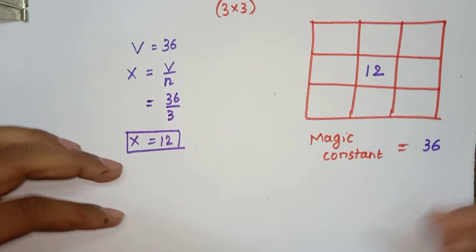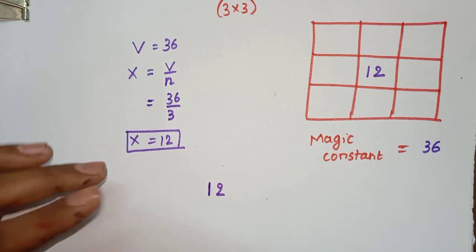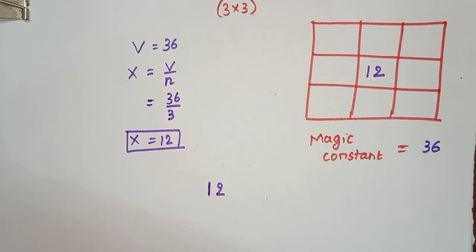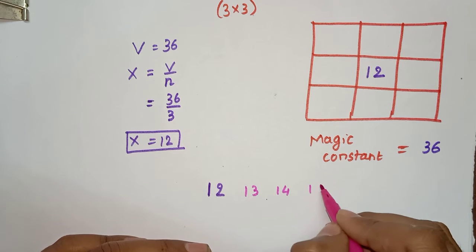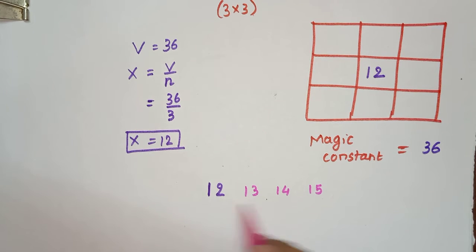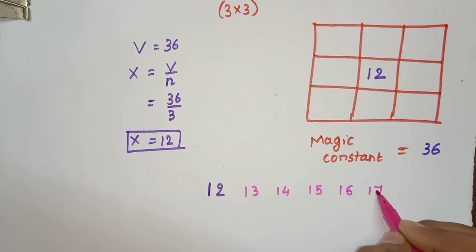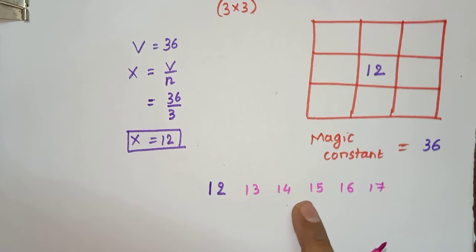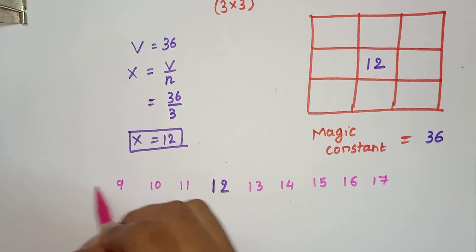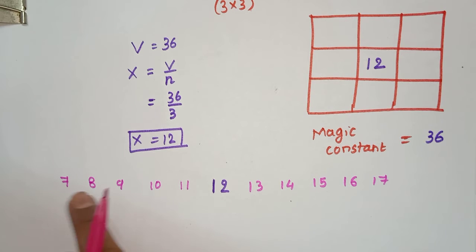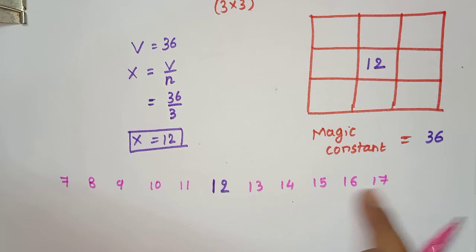We have to take 12 as the median. Now you know mean, median and mode. What you have to do is write the numbers after 12 and before 12 in this series. That is 12, after it 13, 14, 15, 16, let us write 5 numbers after 12. Then I will write 5 numbers before 12. That is 11, 10, 9, 8, 7. So 5 numbers before 12 and 5 numbers after 12.